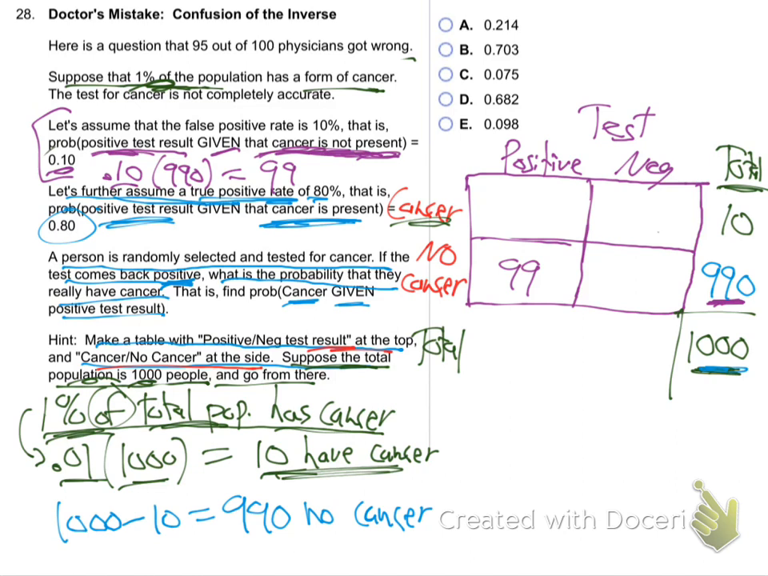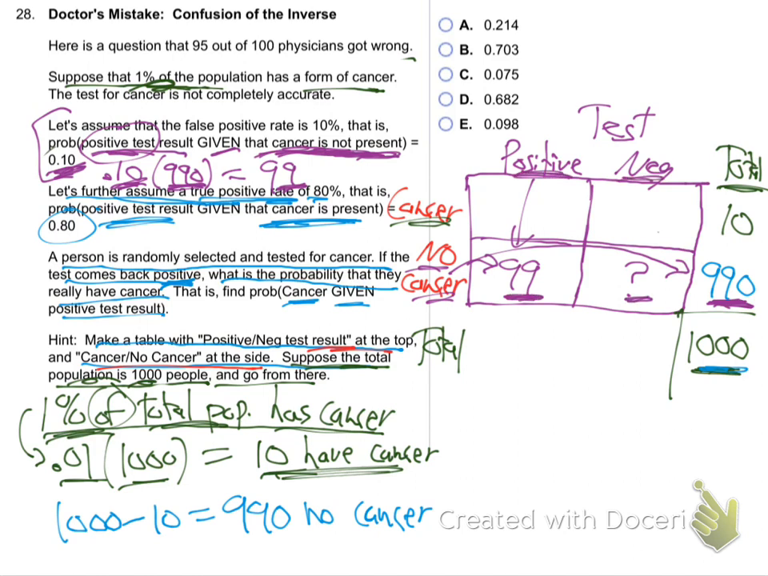10%, right? Given that cancer is not present, given that we're talking about these 990 people that do not have cancer, 10% of them have a positive test result. 10% times the 990, 99 people, have a positive, right? They don't have cancer, but they got a positive test result. Well, then I can find this box again by subtraction, because 99 of the no cancer people, which totals 990, got a positive test result.